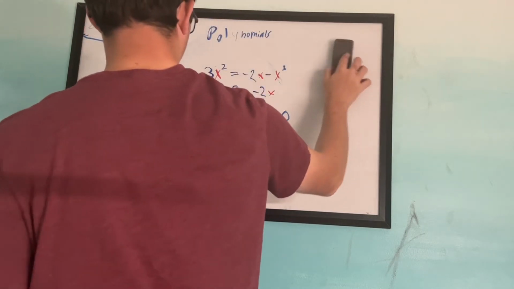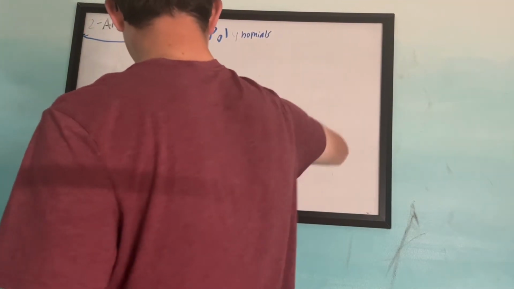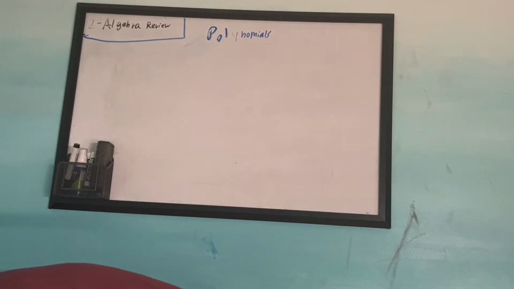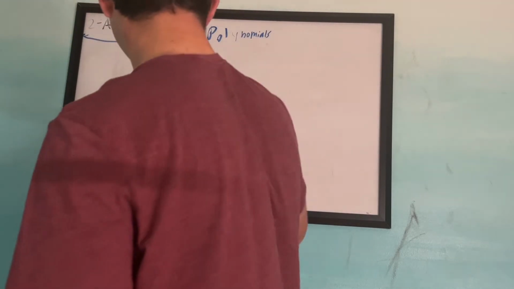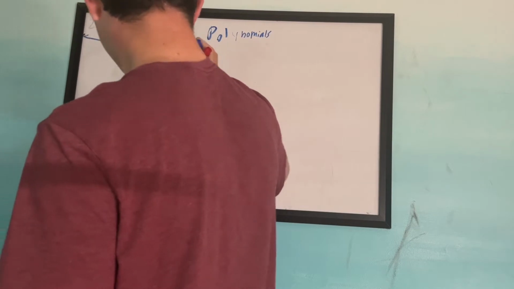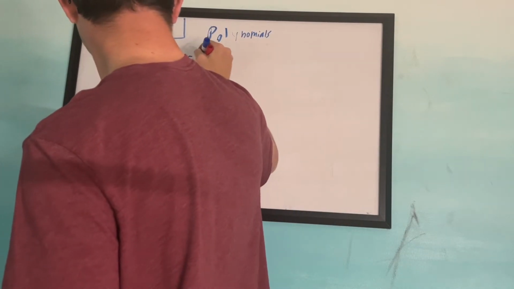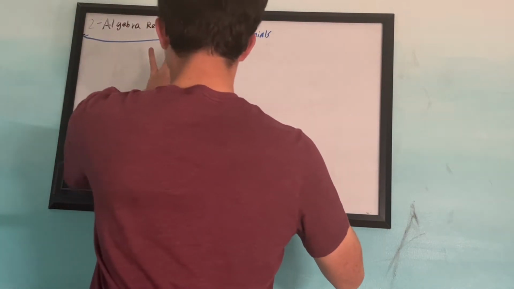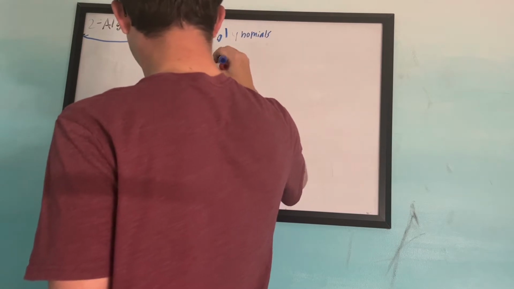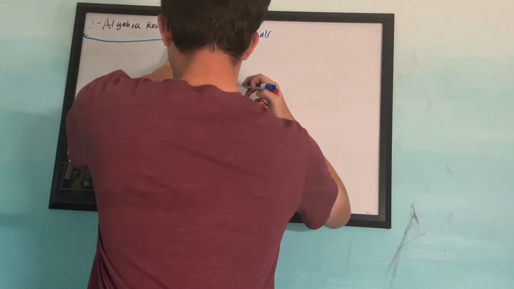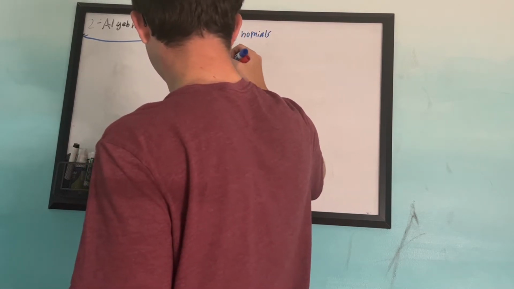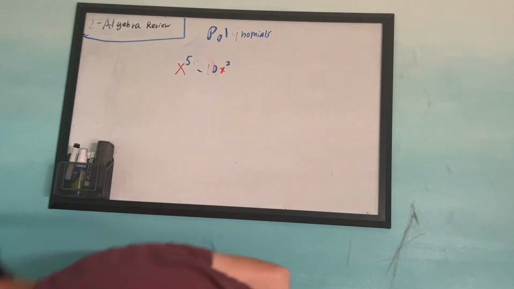These can still be ramped up yet another level. Let's see what's a good example. Ooh, here's a good one. x to the 5th minus 10x cubed plus 9x.